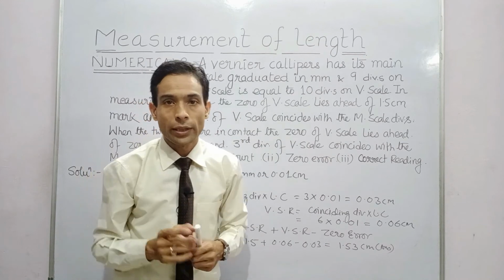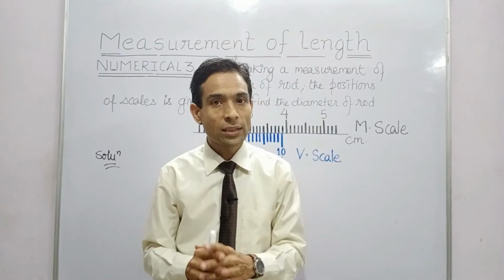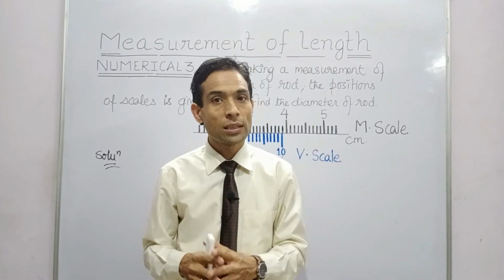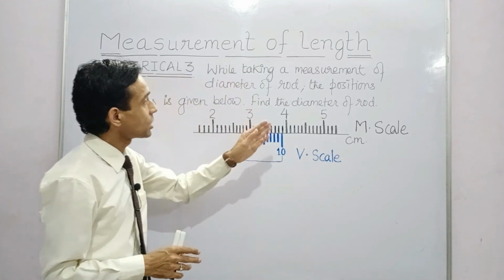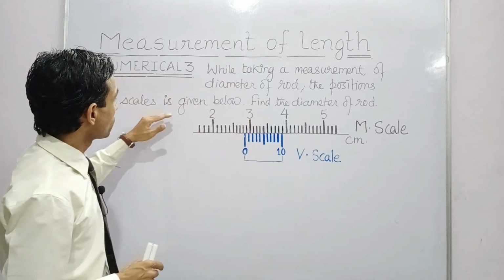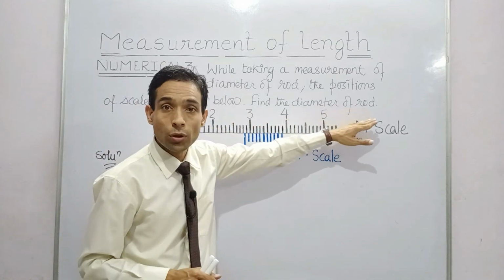Let's see our next numerical. Our next type of problem is the figurative problem. Let's see what is given here. While taking a measurement of the diameter of a rod, the positions of the scales are given below. We have to find out the diameter of the rod.